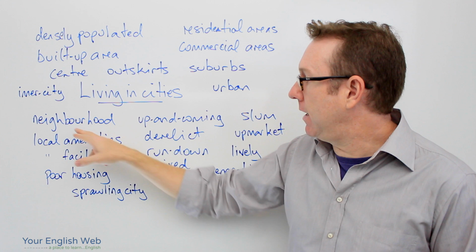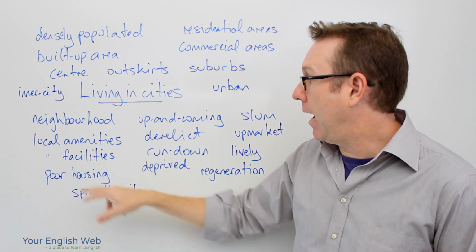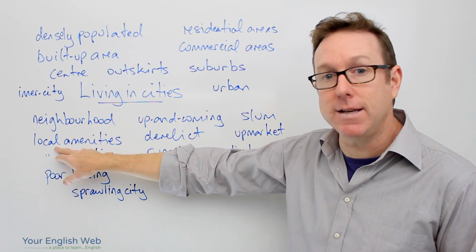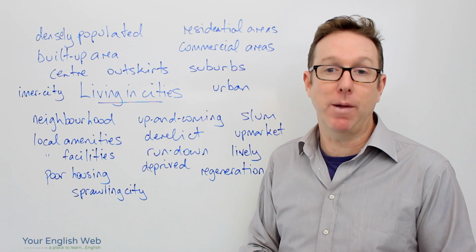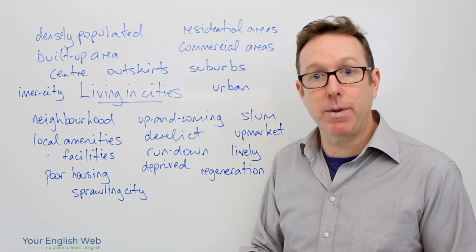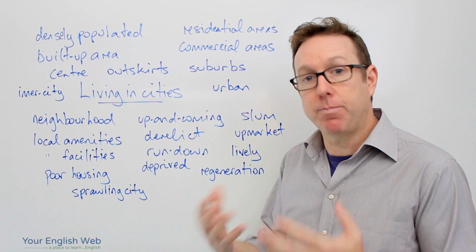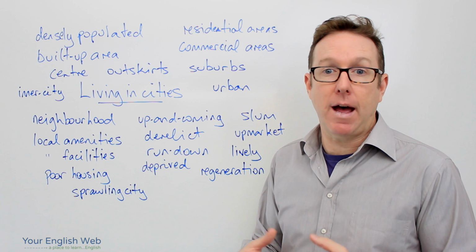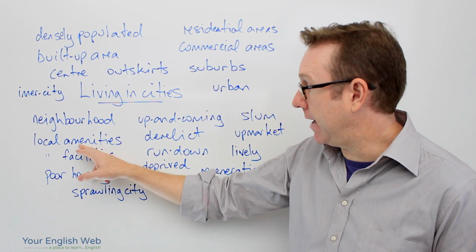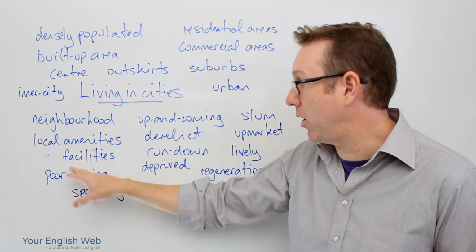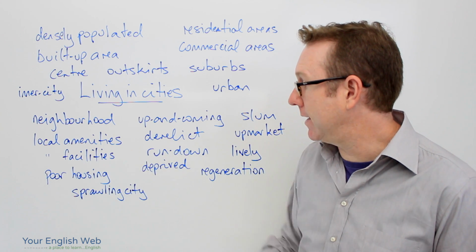Now, when you live in a city, you can live in a neighborhood, okay, your neighborhood. You can have a lot of local amenities, like things that are provided in that area, normally by the government. So schools can be considered amenities, swimming pools, sports centers, things that are provided there for you to do activities. So they can be considered as amenities also, or they can also be known as facilities. So local amenities or local facilities.